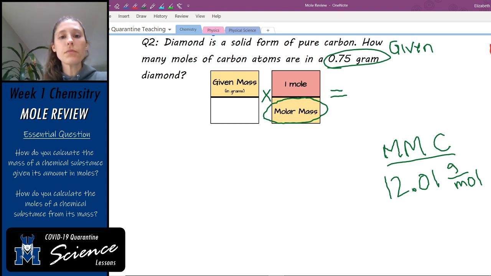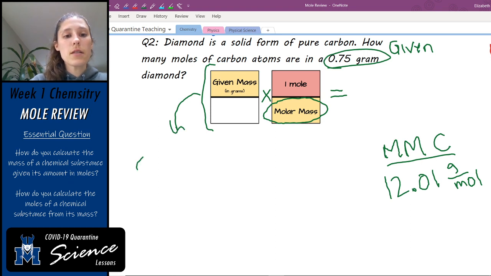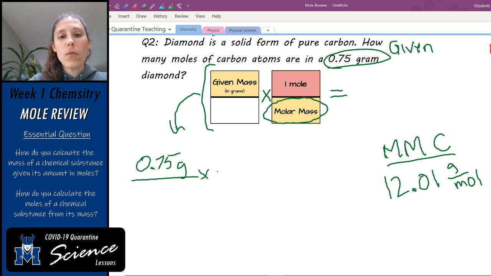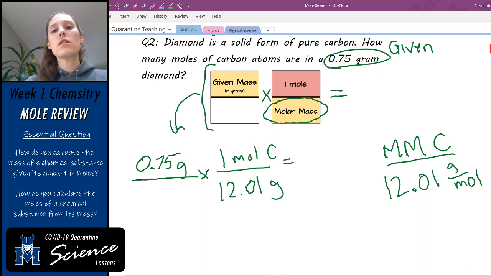So if we're going to set up our problem, again using this as a template, our given mass is 0.75 grams. Write it down and underline it. Then we do a multiplication sign, and the molar mass goes in the denominator. The molar mass always has units of grams by the number, and 1 is in front of the mole. So we have 12.01 grams, 1 mole of carbon. And again, we can do this because it says diamond is a solid form of pure carbon, so we're assuming all of the mass comes from carbon atoms.